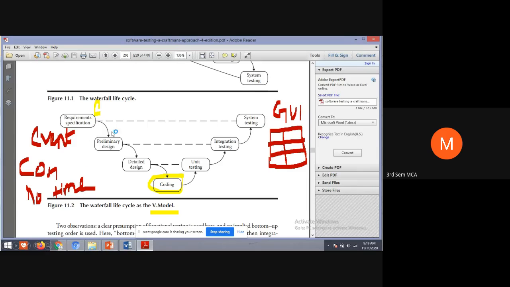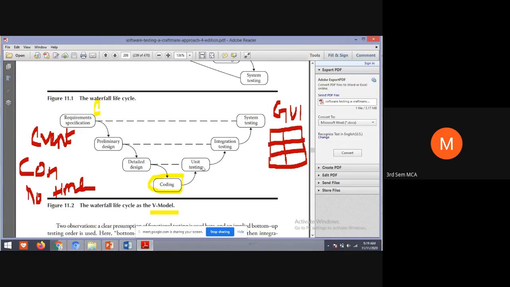Once we finish these three phases, the next phase is coding. Coding means the development of the program. Once we develop the program, then we go for testing. In testing there are three levels: unit testing, integration testing, and system testing. Yes, students, please remember that in these three phases we will remove the errors.